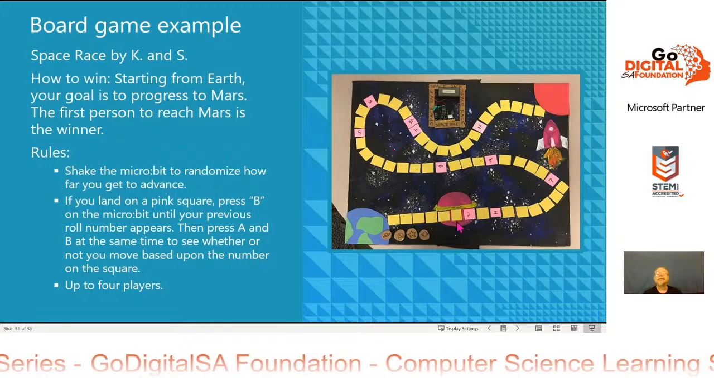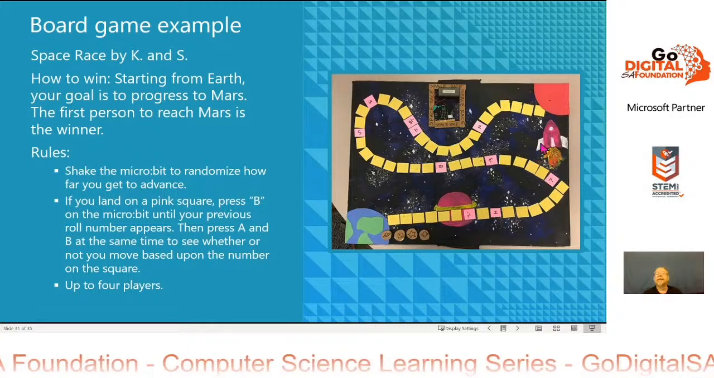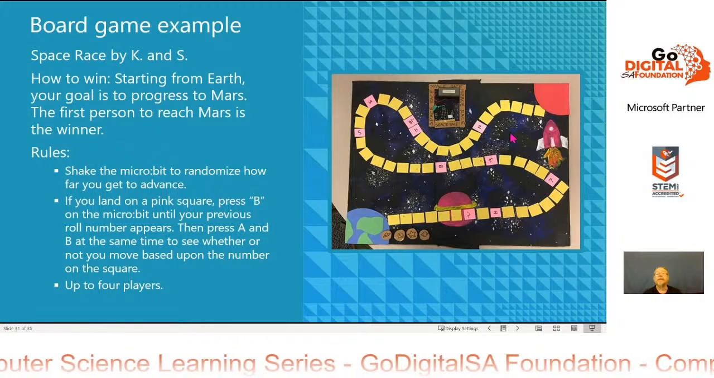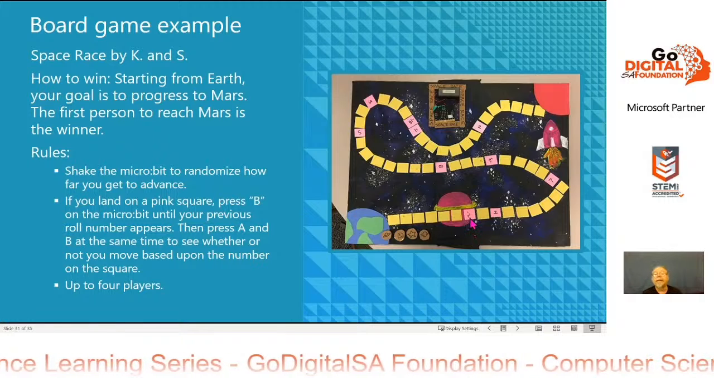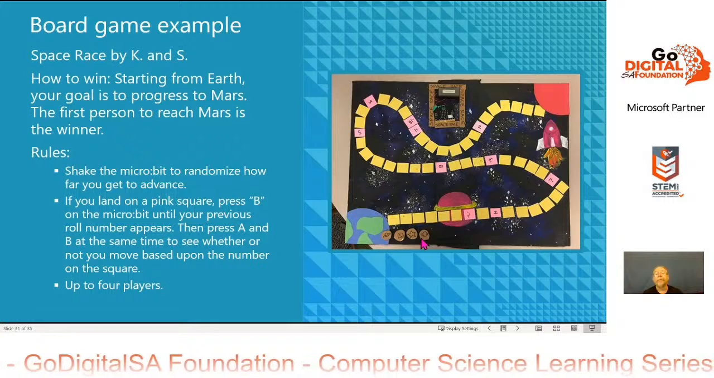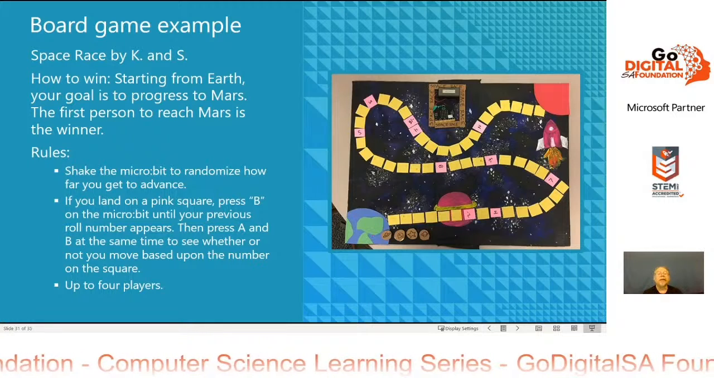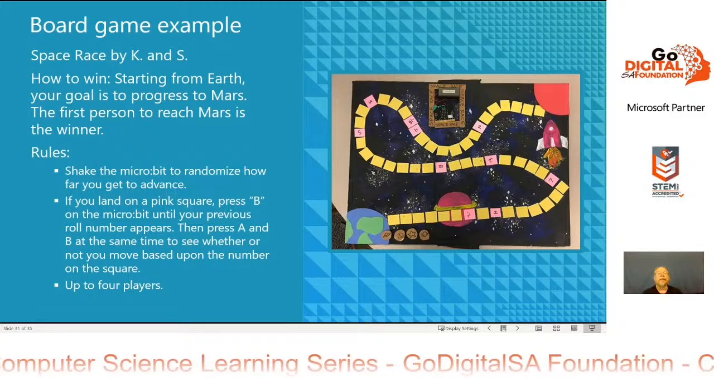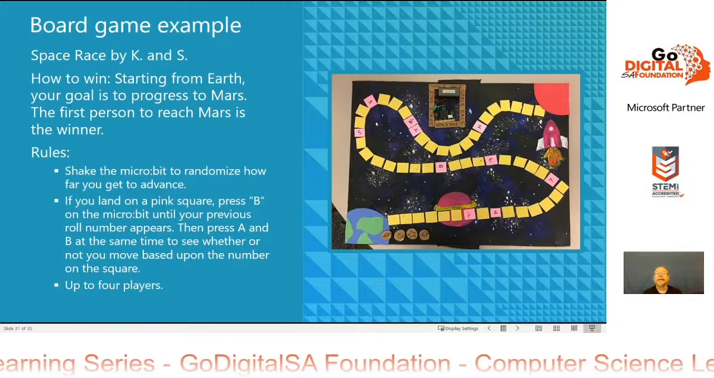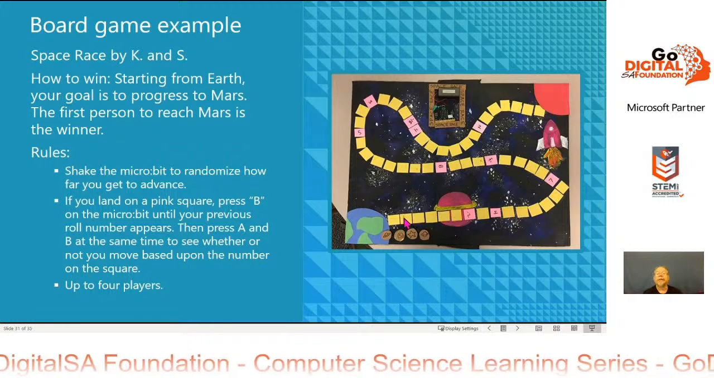Okay, so you can see this board game. There's the Earth. There's Mars. You're in a rocket. You've got these squares. Most of the squares are yellow. Some of the squares are pink. You've got your 4 pieces. So each player gets their own piece. Everybody starts on Earth. And then you shake the microbit, and it's going to choose a number, and we can pretend it's dice, so it's going to choose a number between 1 and 6. That tells you how many squares ahead you can go.